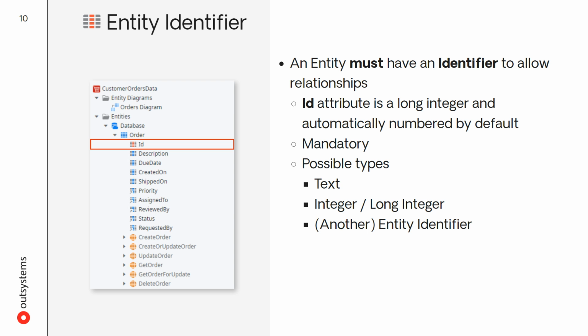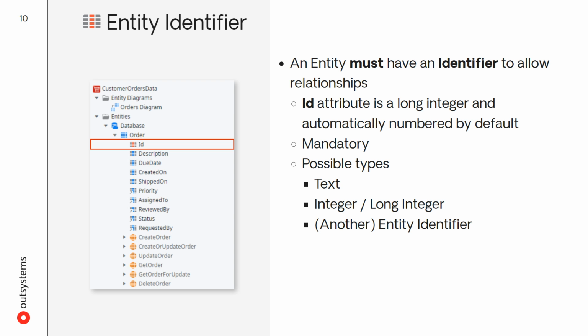By default, the identifier attribute is mandatory. All these properties can be changed, including the mandatory property and the data type, which can be text, an integer, or even another entity identifier. It is important to know that changing the type of the entity identifier may require the ID value to be explicitly set, since the auto-number property may no longer apply.